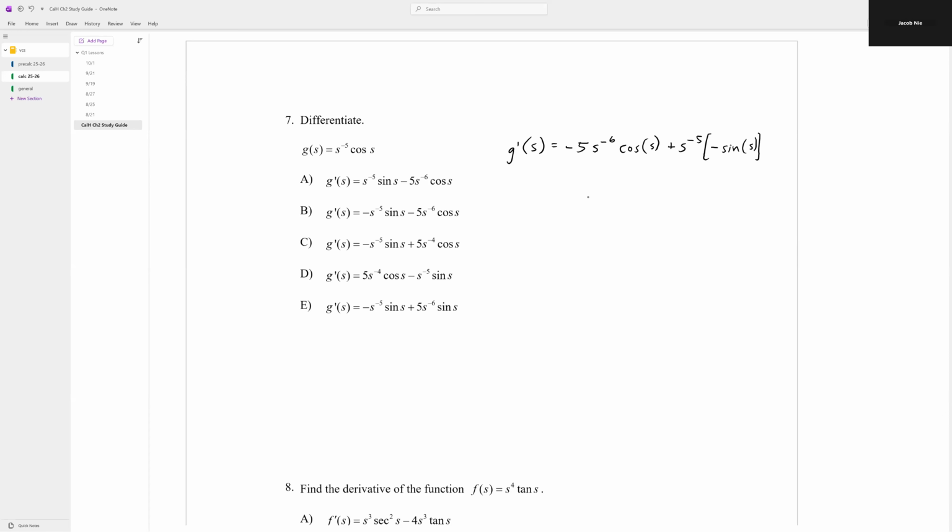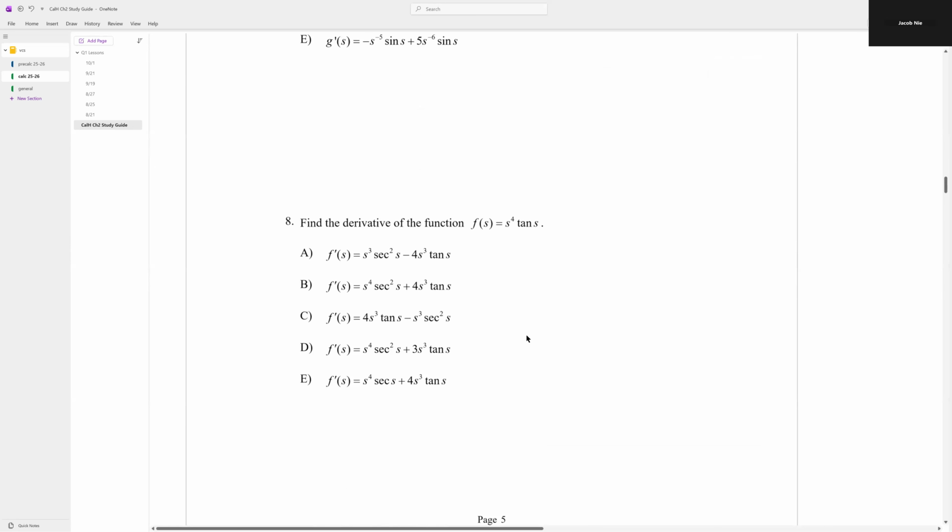And so my final answer is negative 5 s to the negative 6 cosine of s minus s to the negative 5 sine of s. And so that looks like choice B. Yeah, choice B.